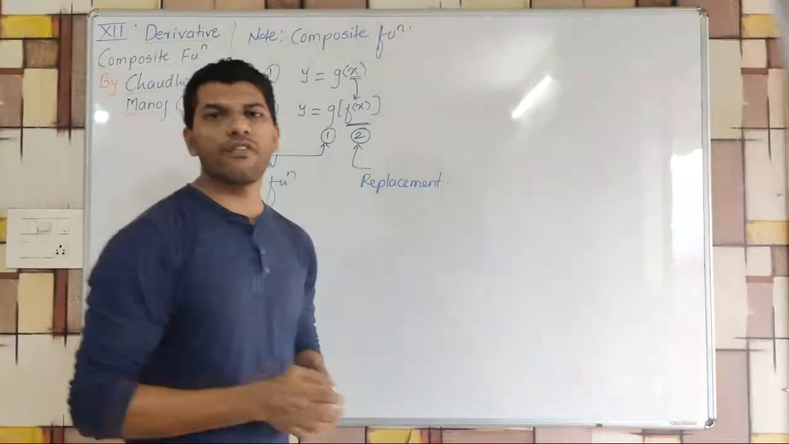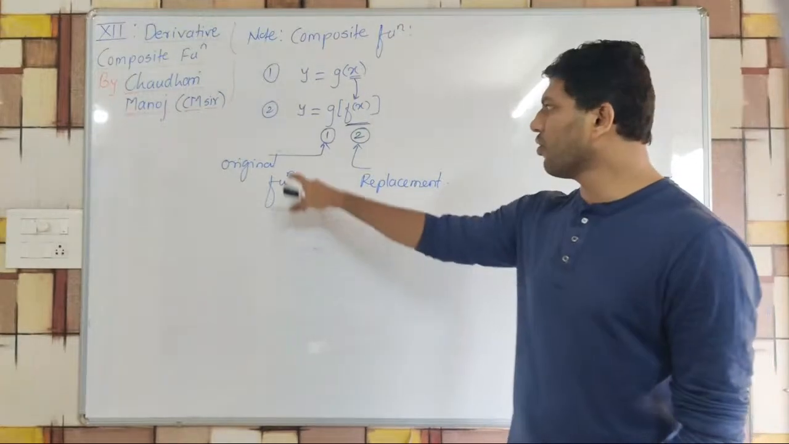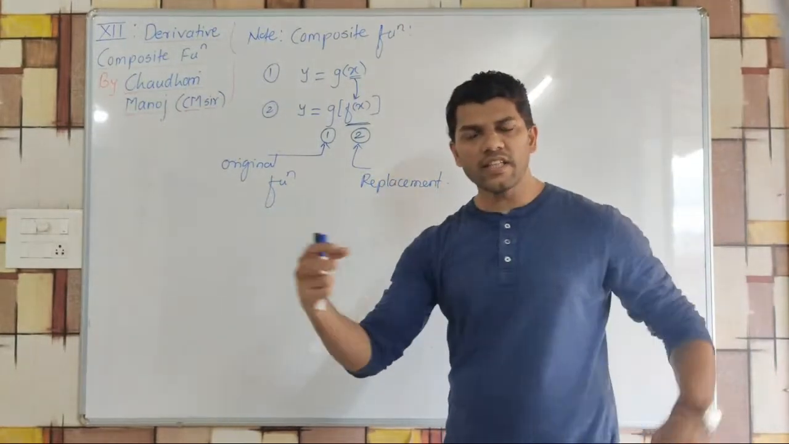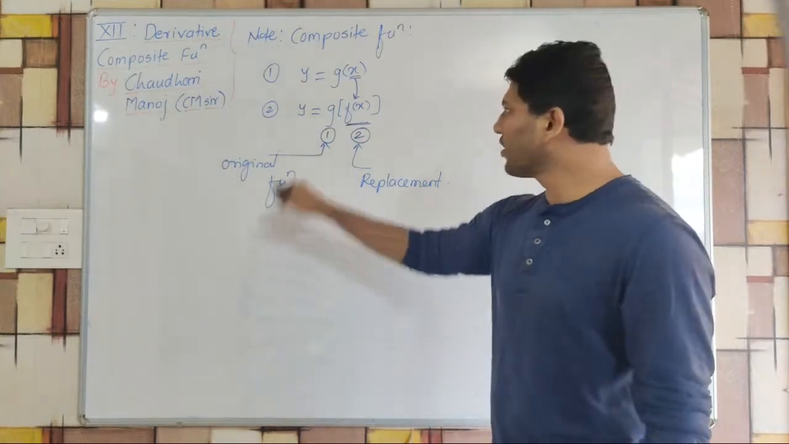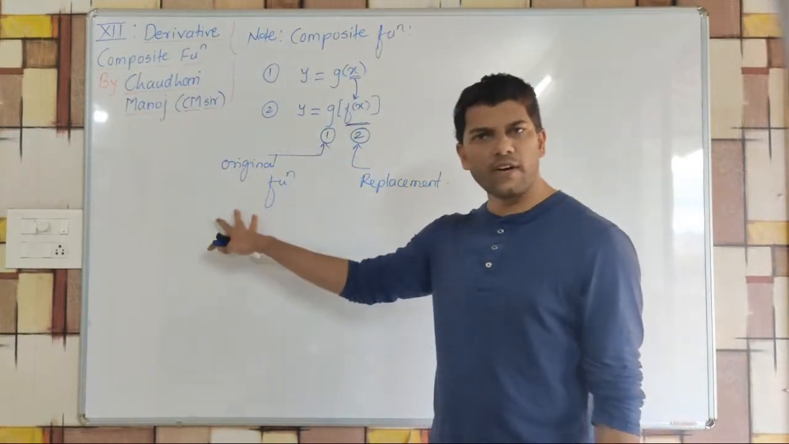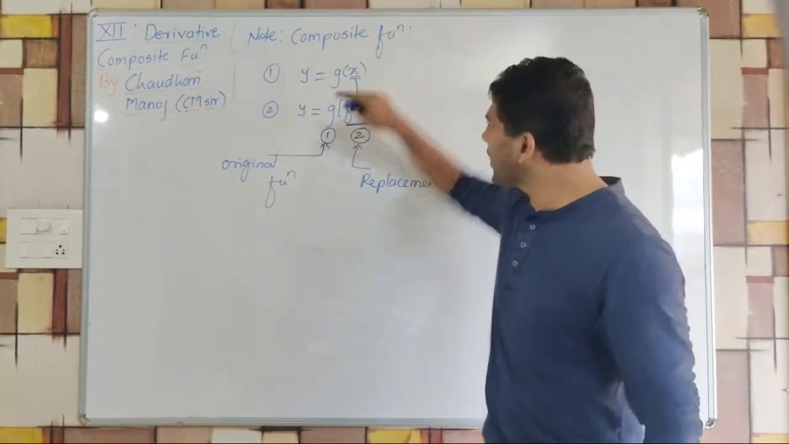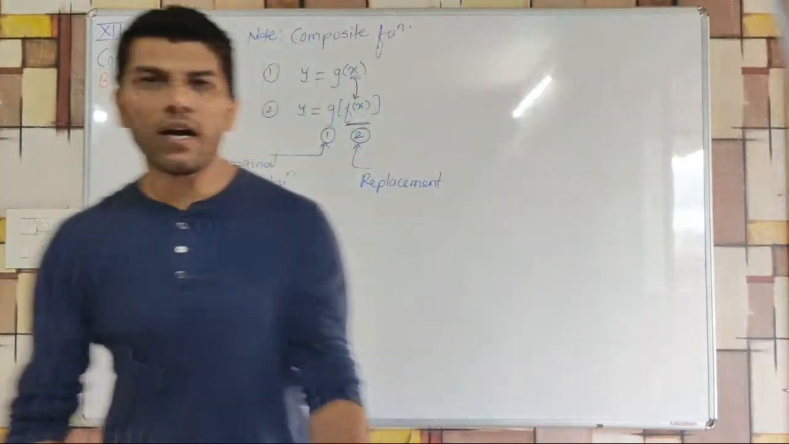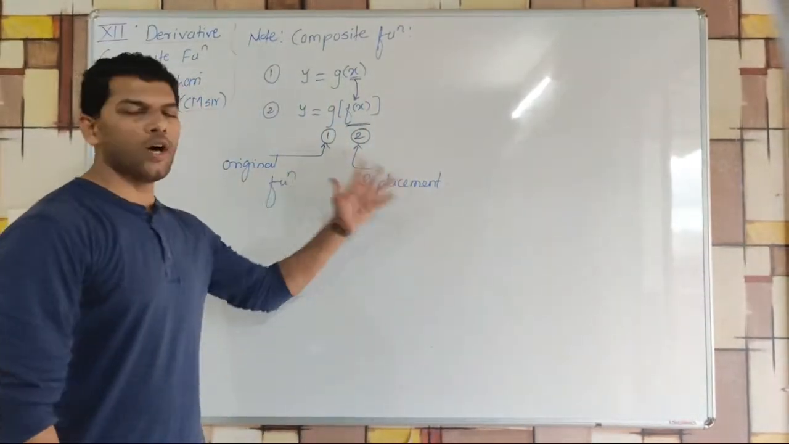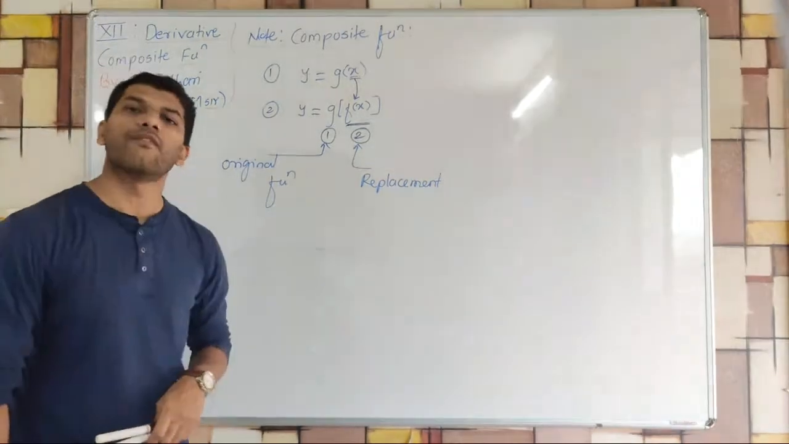So this is the way that you have to understand any composite function. A composite function is actually a combination of the 2 parts. The first part is the original function and the second part is actually a replacement for the x, which is f of x in this case. So always mark a composite function as 1 and 2. There are 2 parts involved in a composite function.